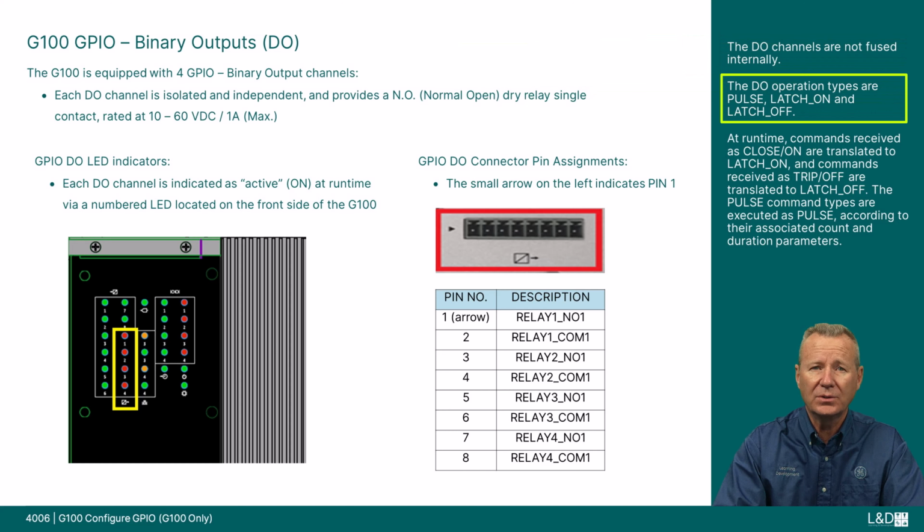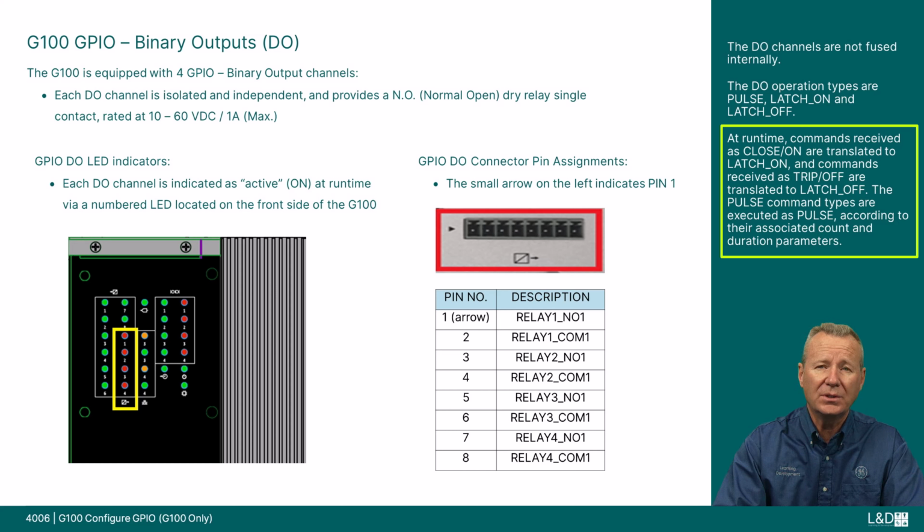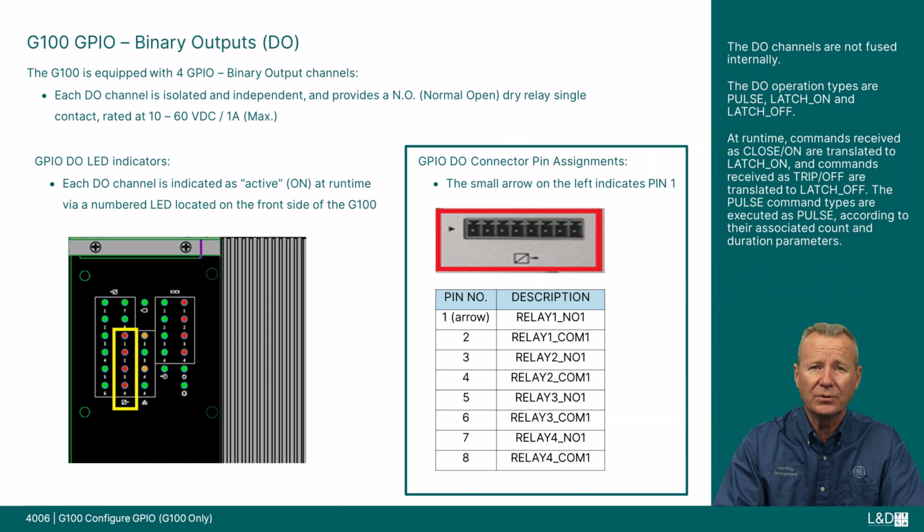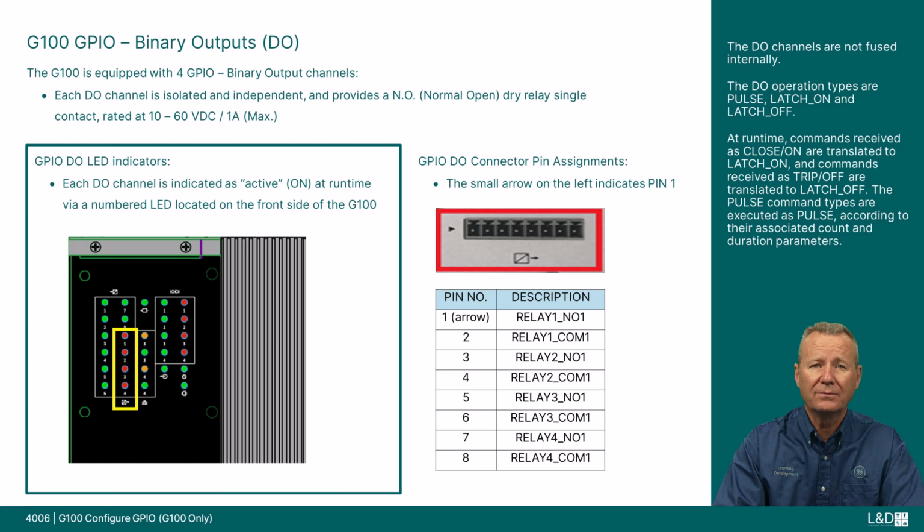The DO operation types are pulse, latch on, and latch off. At runtime, commands received as close on are translated to latch on, and commands received as trip off are translated to latch off. The pulse command types are executed as pulse according to their associated count and duration parameters. For GPIO DO connector pin assignments, the small arrow on the left indicates pin 1. For GPIO DO LED indicators, each DO channel is indicated as active at runtime via a numbered LED located on the front side of the G100.